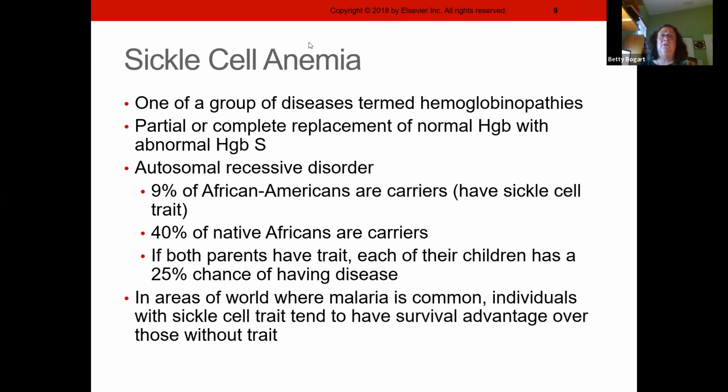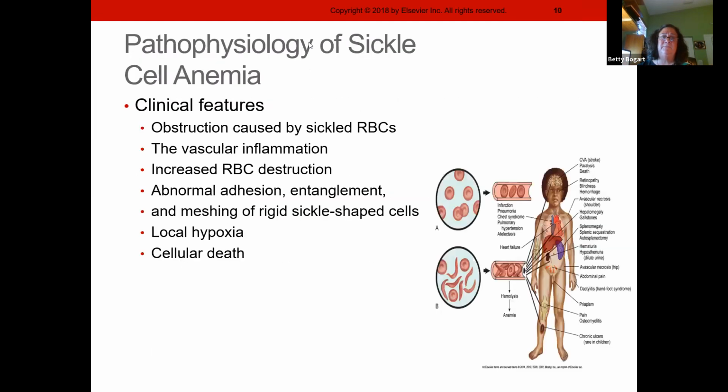Sickle cell anemia, we know this has to do with African Americans. We know that if both parents have just the trait, each of their children has a 25% chance of having that disease. So what happens in sickle cell anemia? Well, what happens is, and it's usually due to things like an infection. I mean, if you have a child who's now been diagnosed with sickle cell anemia, one of the teachings that you're going to teach those parents and the child is if they have a fever over 100.5, they need to tell their physician because they need to be placed on antibiotics immediately.